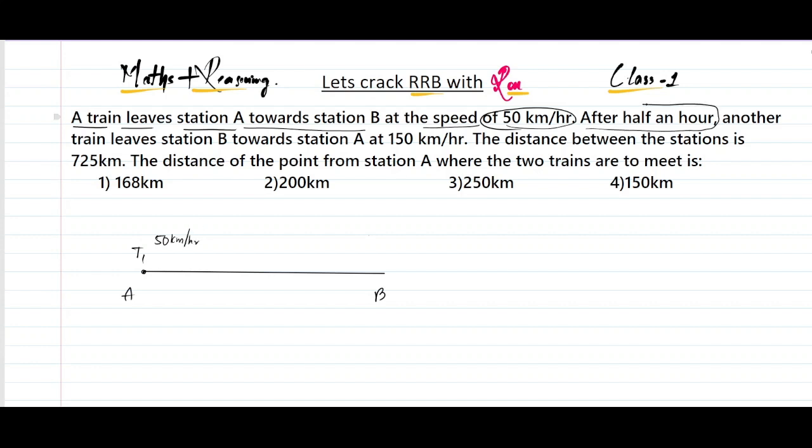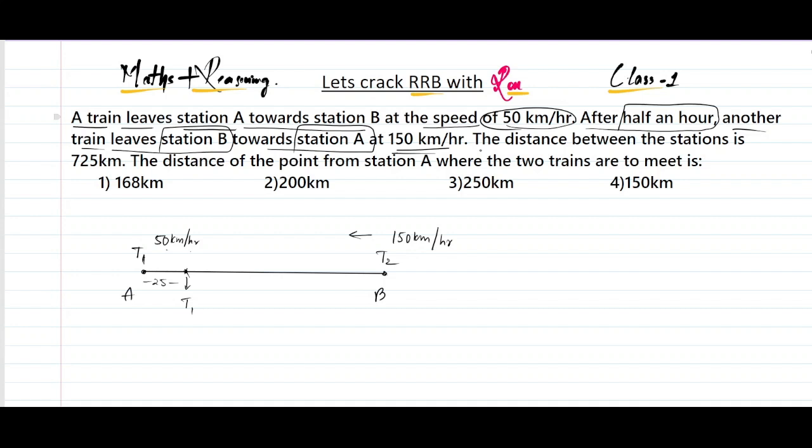After half an hour, another train leaves station B towards station A at 150 km per hour. After half an hour means until then, T1 train will travel, right? In 1 hour it can travel 50 kilometers, means in half an hour it can travel 25 kilometers. So let's say the new position of T1 is here. This distance is 25 kilometers. And when train T1 is here at this point, there is a train T2 which is starting from station B towards station A at a speed of 150 km per hour.